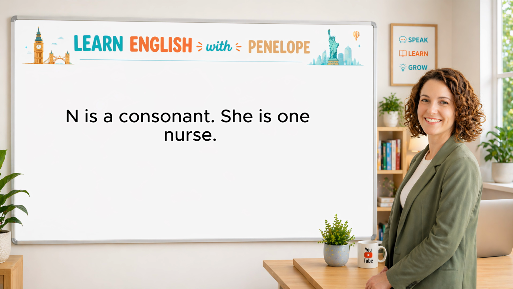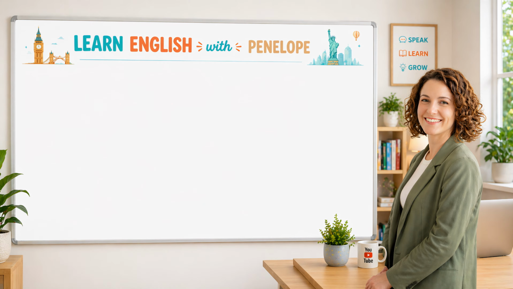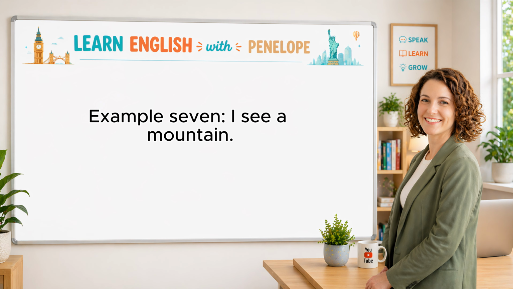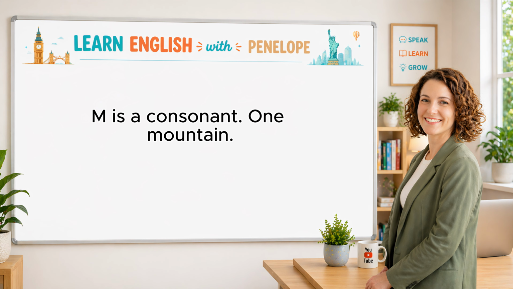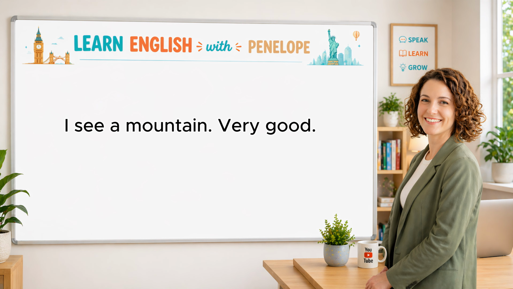N is a consonant. She is one nurse. She belongs to the group of nurses. She is a nurse. Example 7. I see a mountain. The word mountain starts with M. M is a consonant. One mountain. I see a mountain.